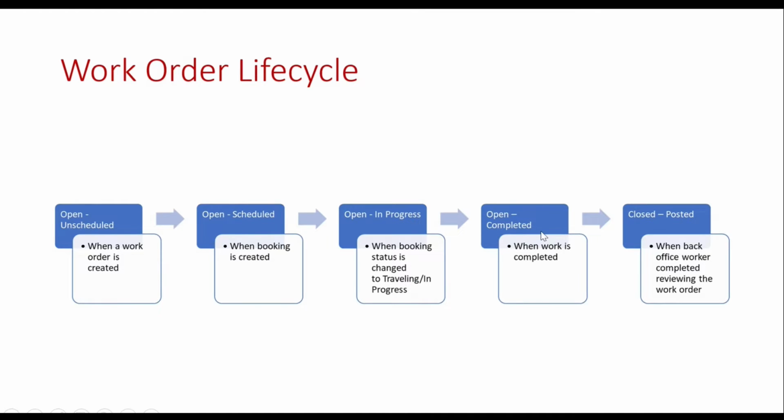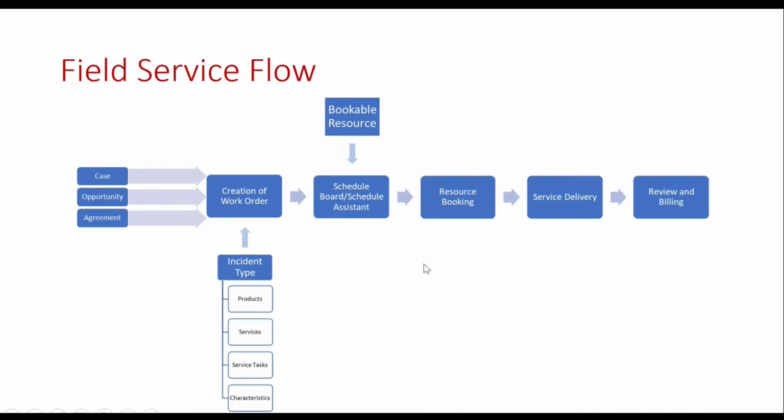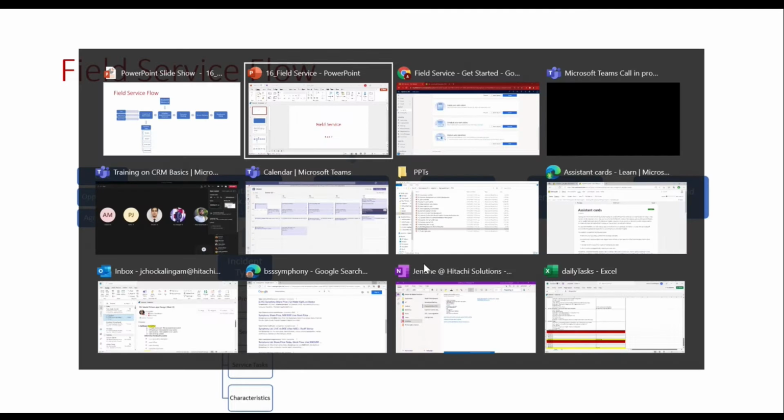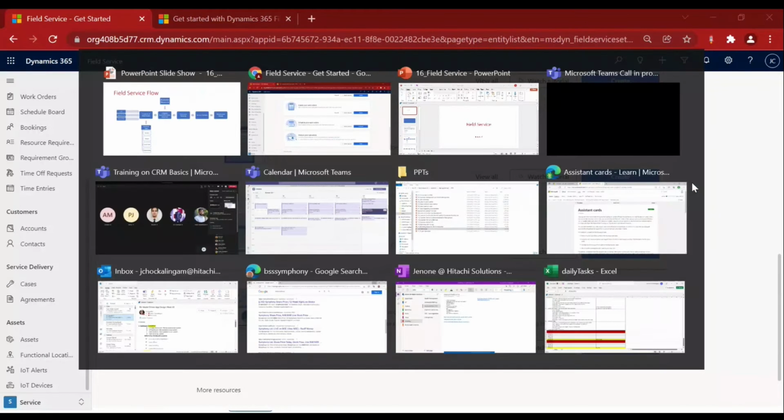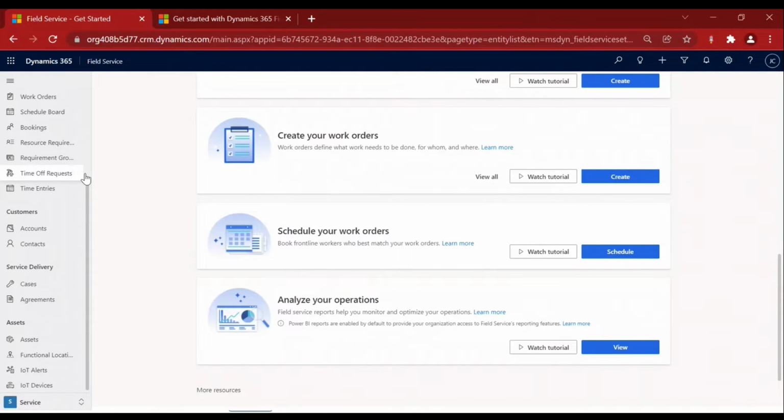And finally, once we review the work order and the customer is also happy with the resolution, then we can post this work order. Once we post this work order, automatically an invoice record will be created and we can bill the customer. So we will see this process from the case, how we can convert it to a work order and follow the remaining steps. For that, I will open a case first.